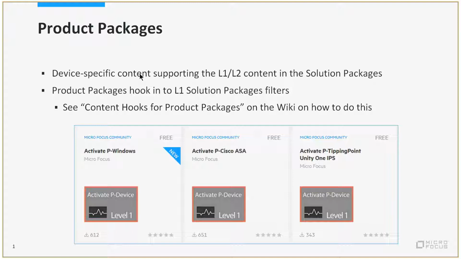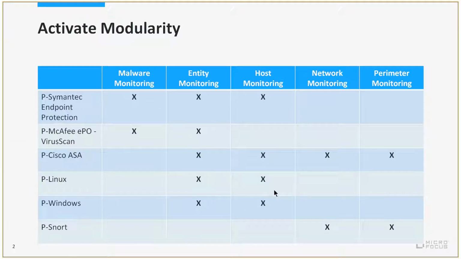We already have some Activate Framework product packages in the ArcSight marketplace, as you can see. But if you have a device that is not currently in one of those packages, you can create one, and I will show you how to do it. Activate Framework contains different modules at the L1, L2, and L3 level. All of these modules, as you can see here, some of them malware monitoring, entity monitoring, host monitoring, and so on, can be fed from these product packages.